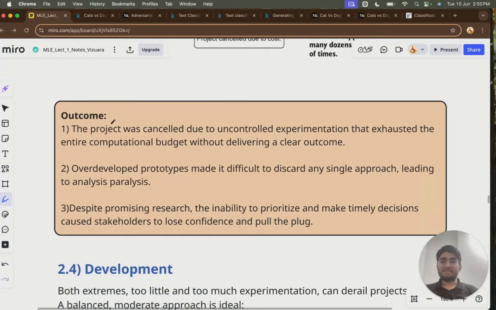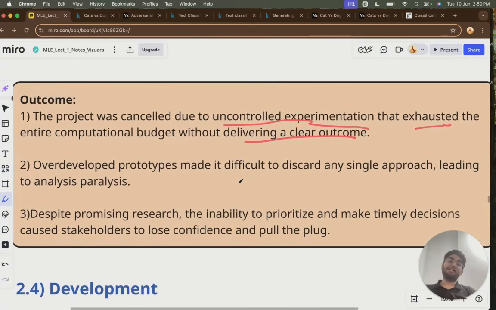So as you can see, the project was cancelled due to uncontrolled experimentation that exhausted the computational budget without delivering a clear outcome. Overdeveloped prototypes made it difficult to discard any single approach, leading to analyze and paralyze. Despite promising research, the inability to prioritize and make timely decisions caused stakeholders to lose confidence and pull the plug.